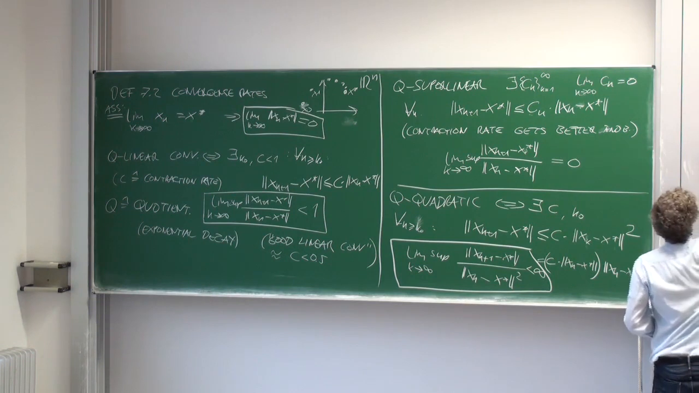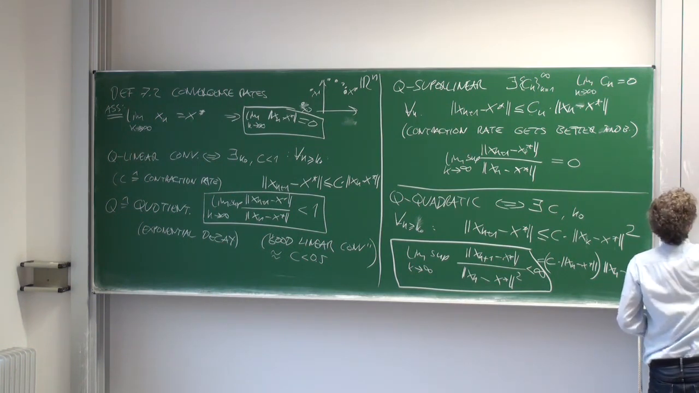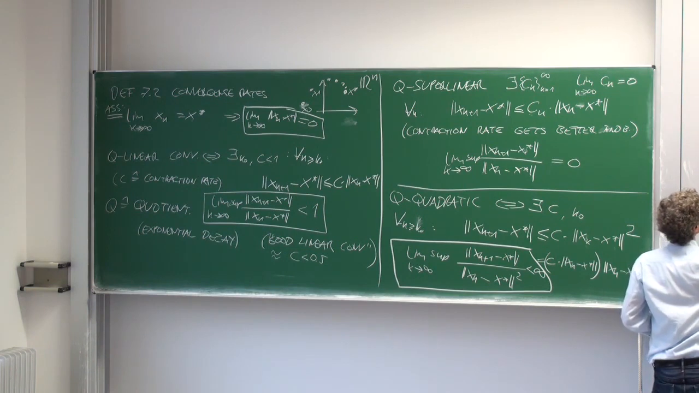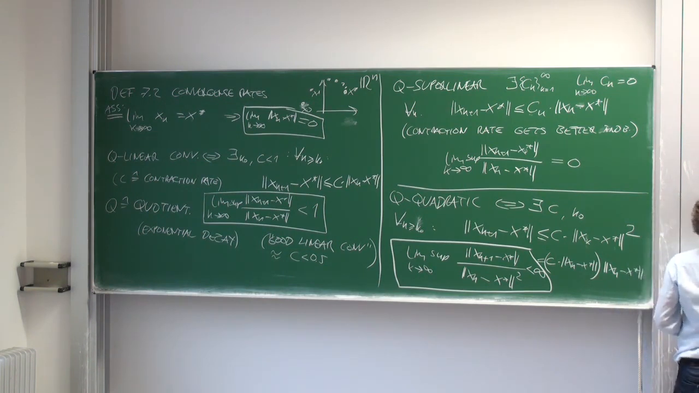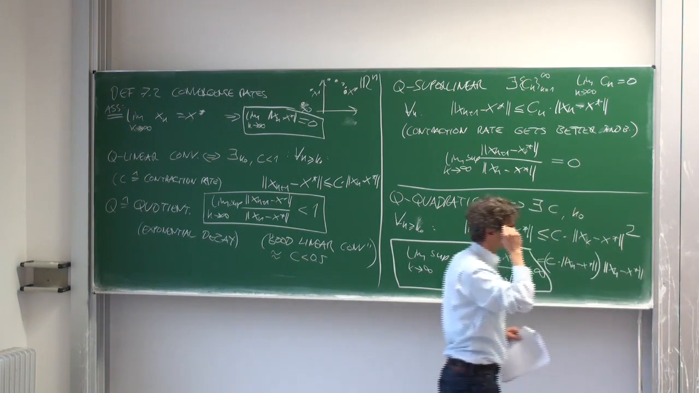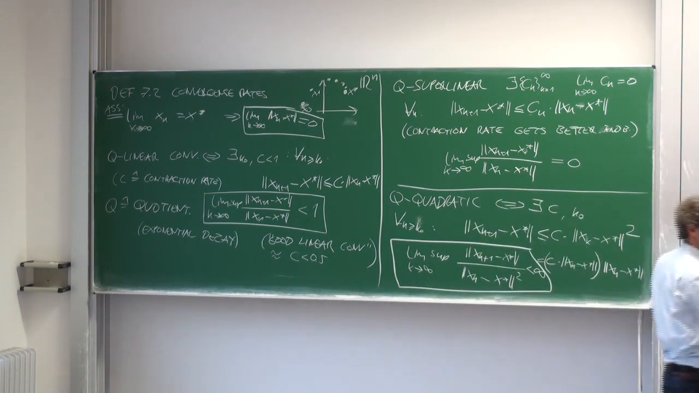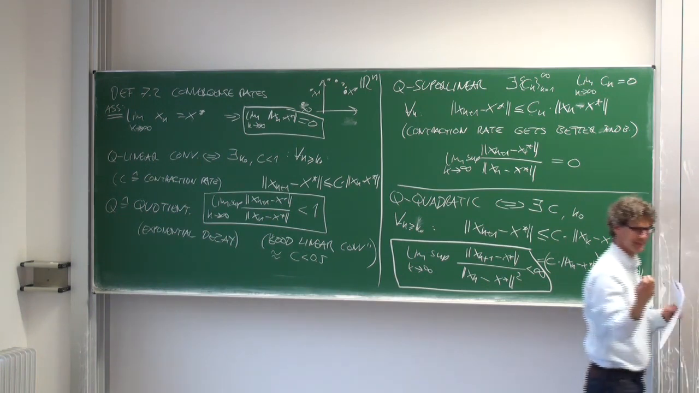So these are examples. One example sequence will be 1 over 2 to the k. That's actually exponential decay, so we can directly see that's Q-linear convergence. And what will be its contraction rate? We can easily see, if you divide xk plus 1 by xk, what will we get? 1/2. So we have a contraction rate 1/2, so it's at the border of being good, right? So we would say this is good.